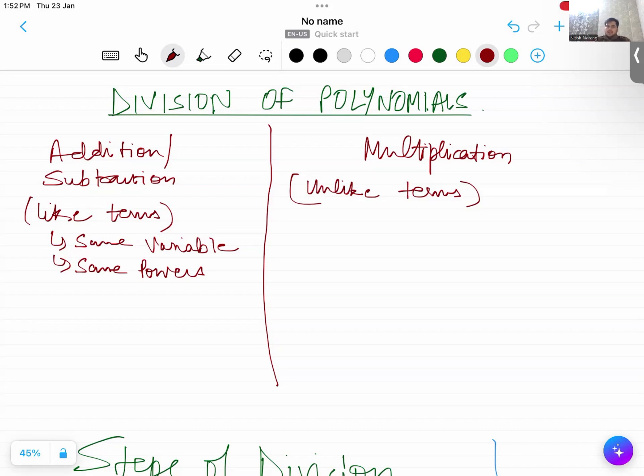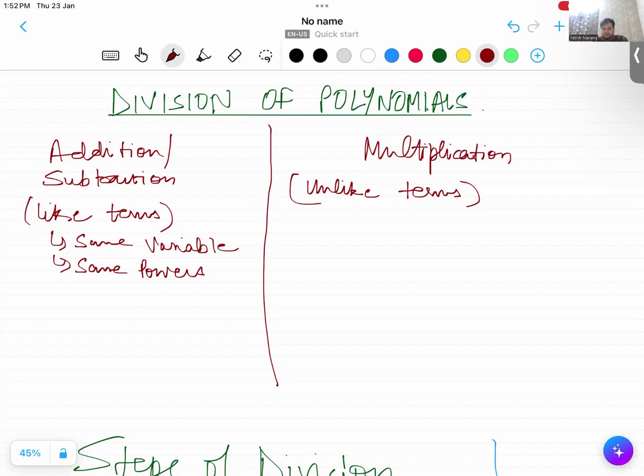In the division of polynomials, we first need to understand addition and subtraction of polynomials as well as multiplication and division of polynomials. In the case of addition and subtraction, only polynomials which have like terms can be added or subtracted. But in the case of multiplication or division, even if they are unlike, they can still be multiplied or divided. Like terms are the terms which have the same variable. Variable means alphabets. They have the same alphabets, as well as the power of those alphabets should be the same.